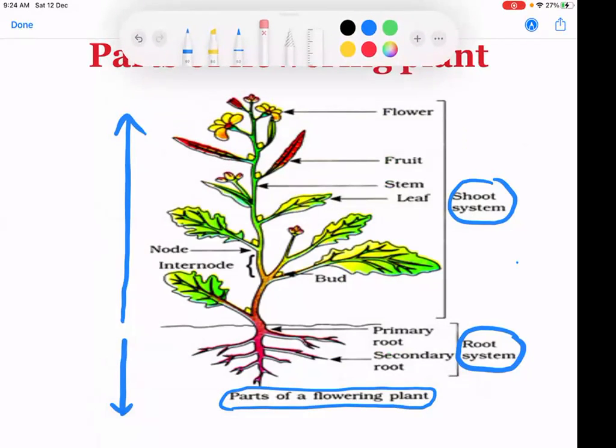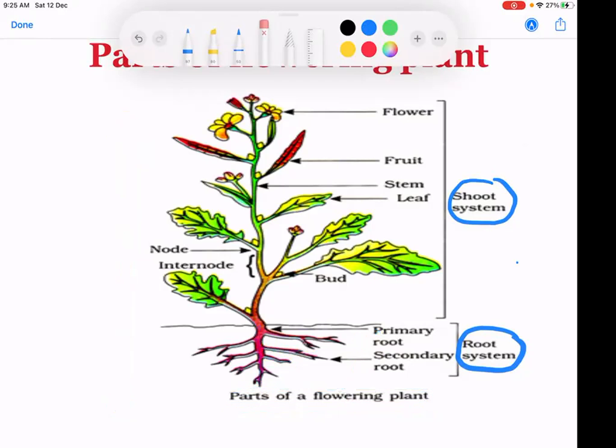Now, if I talk about the root system, it has a main axis which is called the primary root, and the branches which are found on the primary root are secondary, tertiary, or quaternary roots successively. And that system which is composed of primary, secondary, and tertiary roots is known as the root system. So this is all about the general structure of the plants.